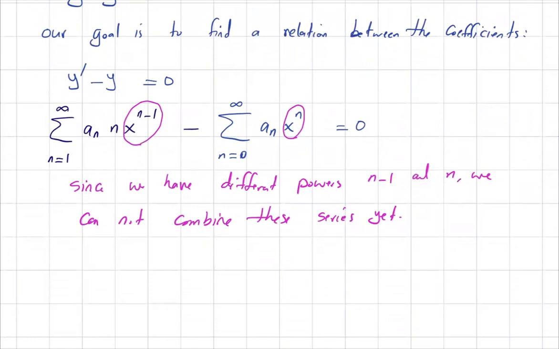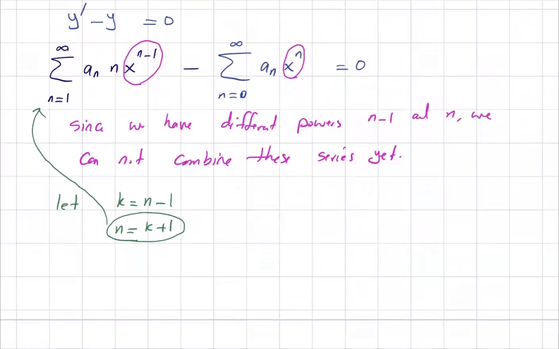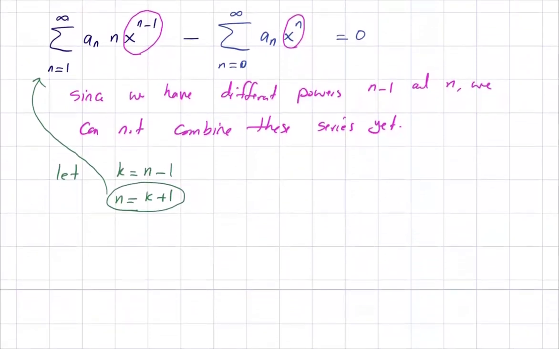In order to shift this, I'm going to introduce a dummy variable. Let k equal n minus 1. So n becomes k plus 1. Wherever you see n, you're going to use k plus 1 in the first series. Your first series becomes the summation of a sub k plus 1 times n, which is now k plus 1, x to the power k.